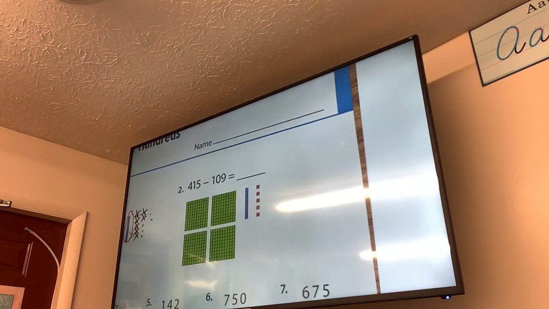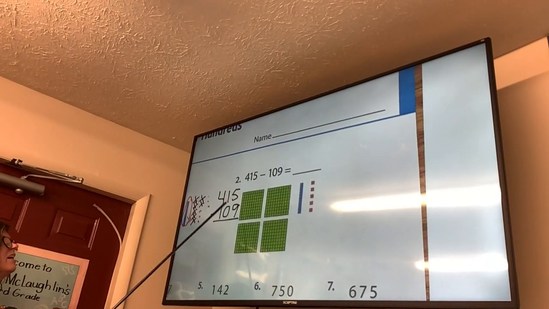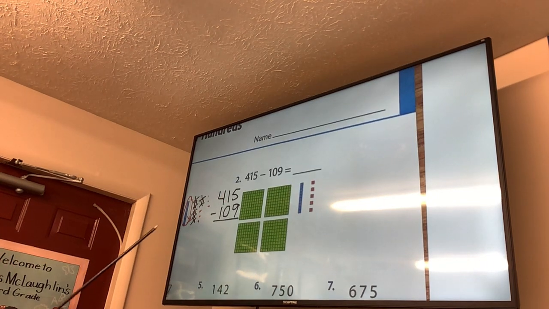And then we'll move over to the next problem, which is 415 minus 109. First thing we need to do is rewrite it. So right here in front of this, we're going to write 415 minus 109. And we will start with 5 minus 9. Can't do that.